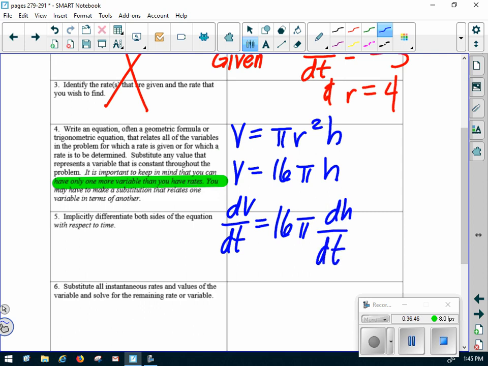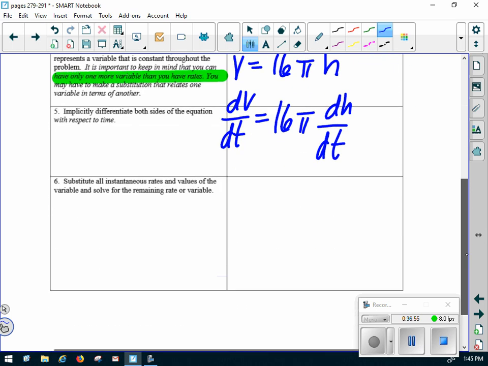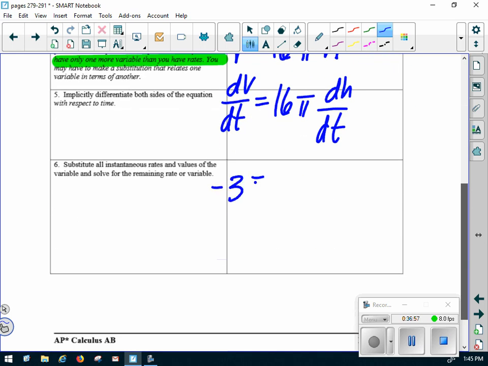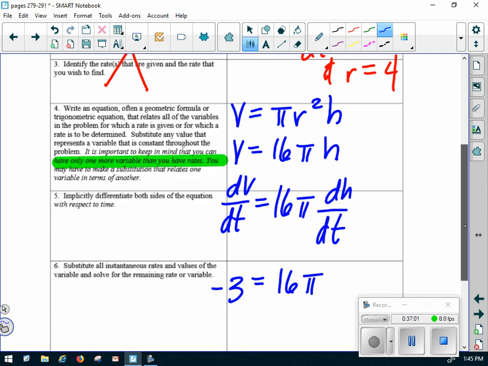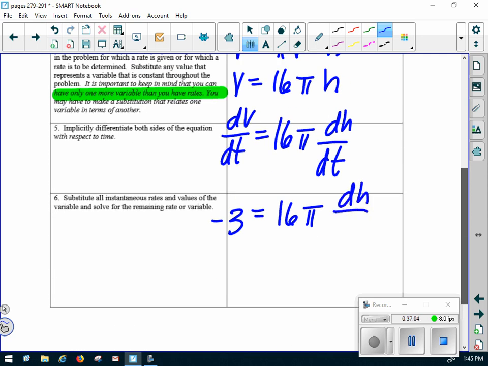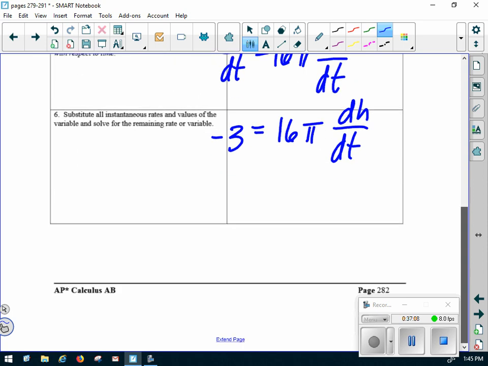You know dV/dt. So dV/dt is -3. And I was looking for dh/dt. Yep. So dh/dt equals -3 over 16 pi.